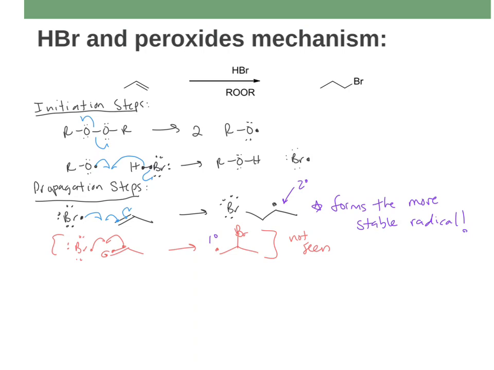So I've made that, I have that bromine attached, and I have an alkyl radical now. That alkyl radical is still part of the propagation steps, where it finds some unreacted HBr, right, because you have a whole bunch of HBr and you just initiated this reaction, added a little bit of peroxides. And then that alkyl radical is going to abstract a hydrogen.